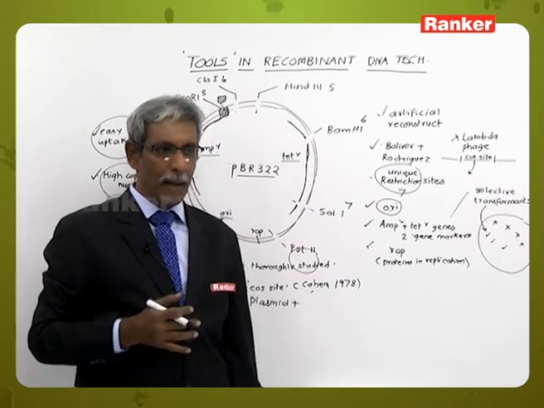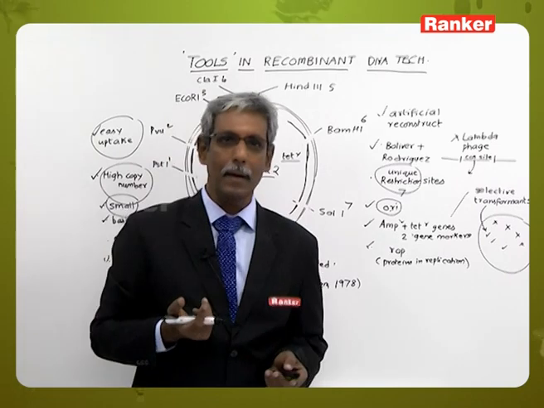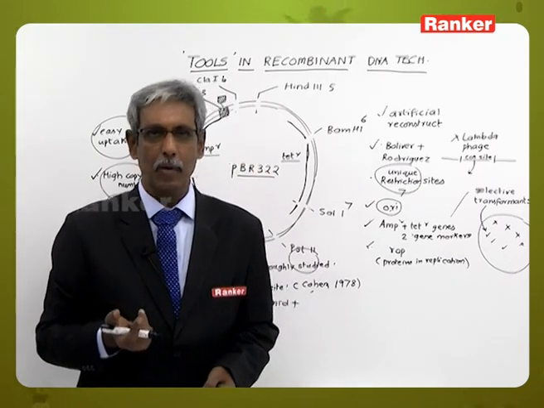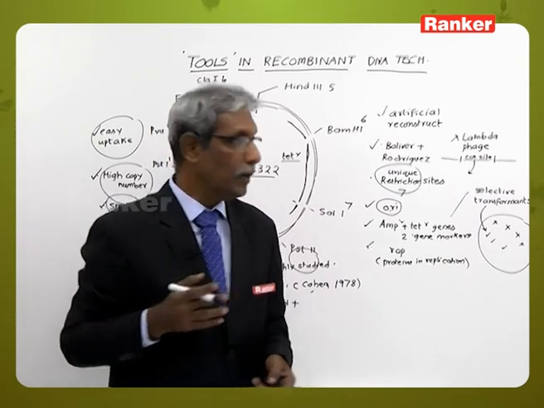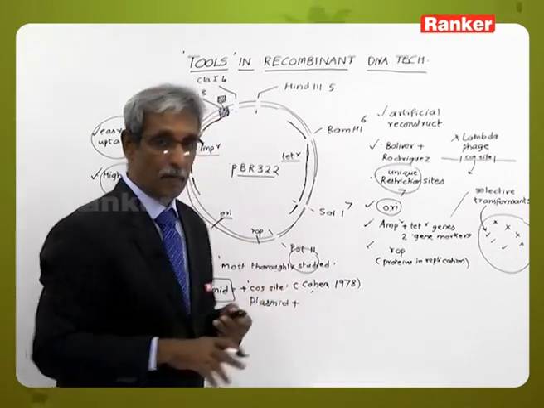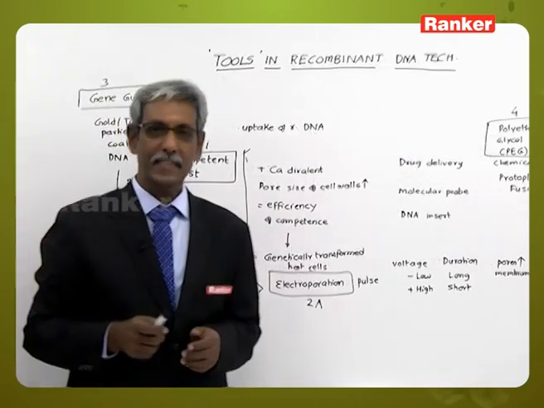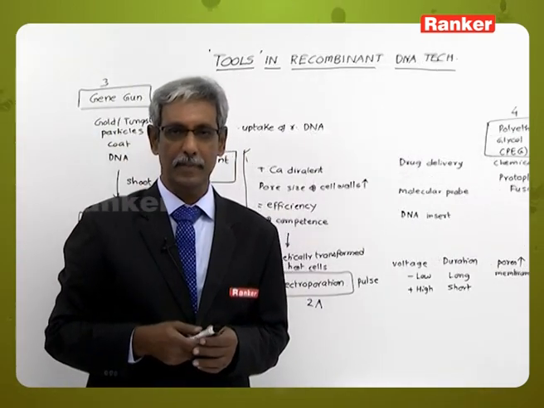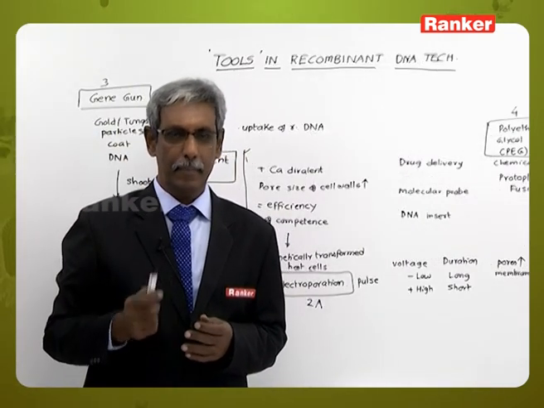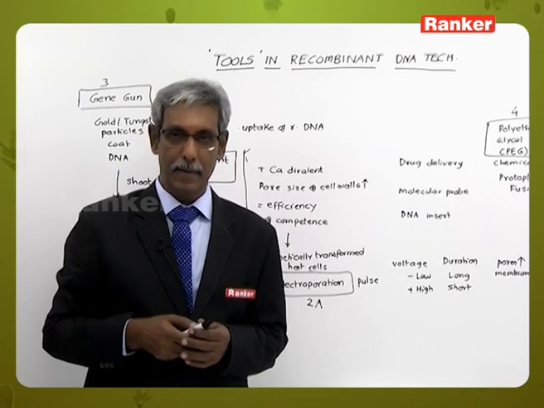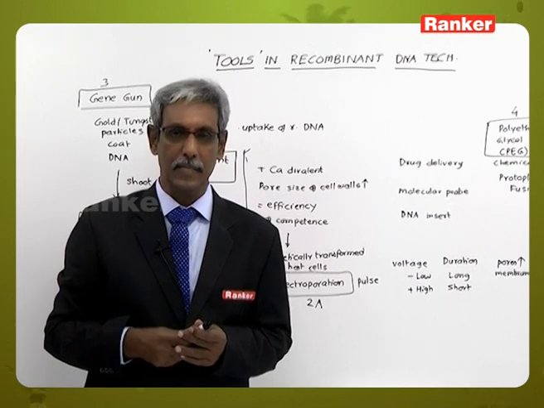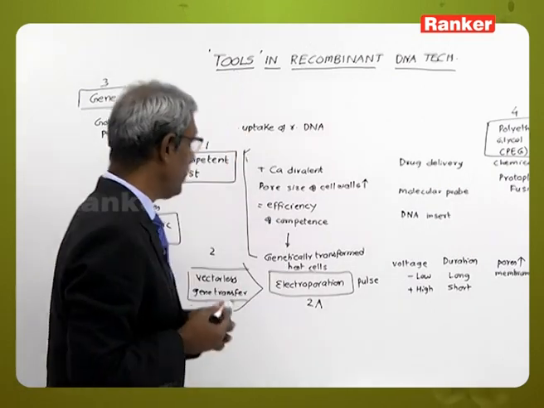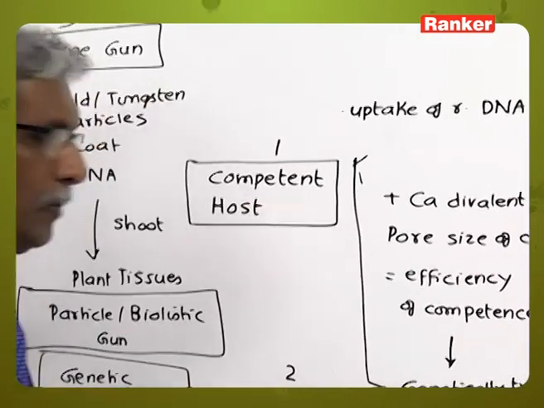Now, we have studied primarily restriction enzymes, and next we have also studied plasmids. The third important component of the tool kit is the presence of a competent host. We had seen the tools in plant biotechnology: A, restriction enzymes, which we completed; next, B, cloning vectors, which we finished. Now, what are the other tools? Among the tools, a very important thing is the presence of a competent host.